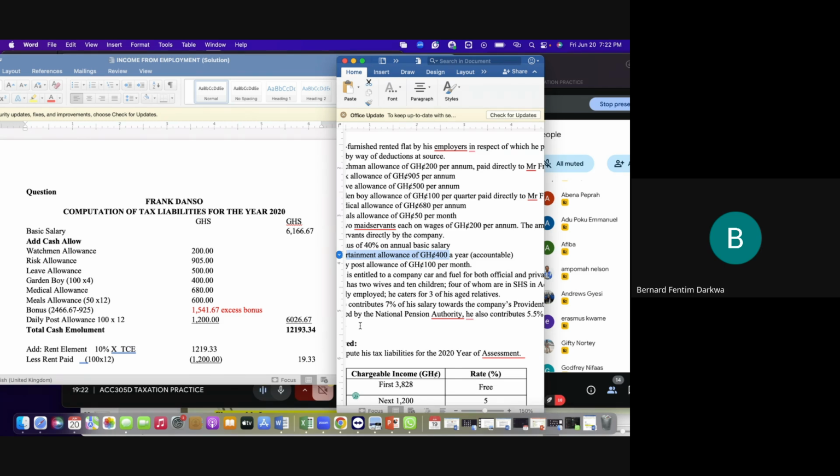I want answers. Someone should explain to me. Let's assume that the building belongs to the employer, and there's a garden boy and security man. How are we going to treat it? Let's get interactive. I'm the only one talking. Who wants to explain?